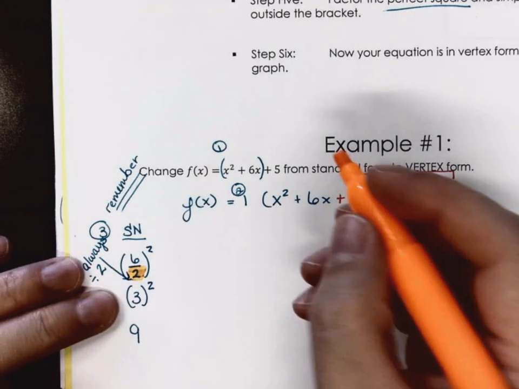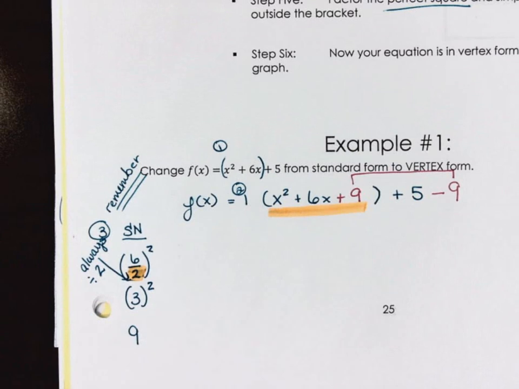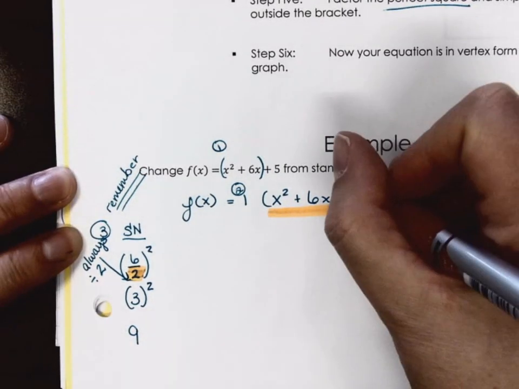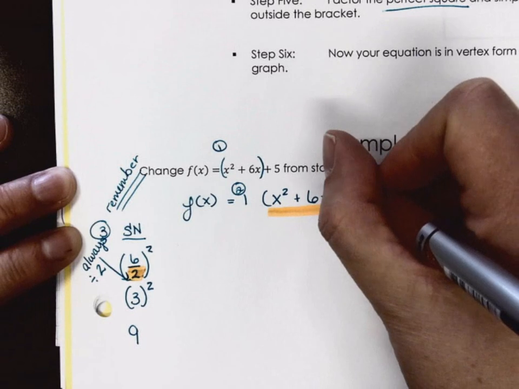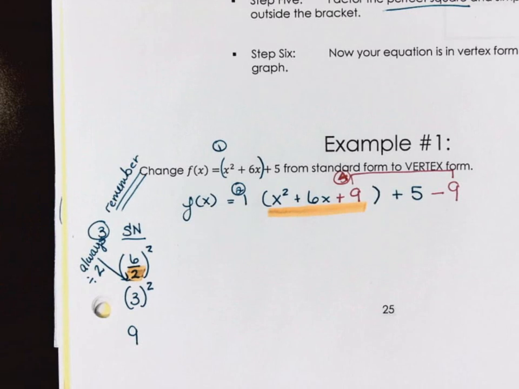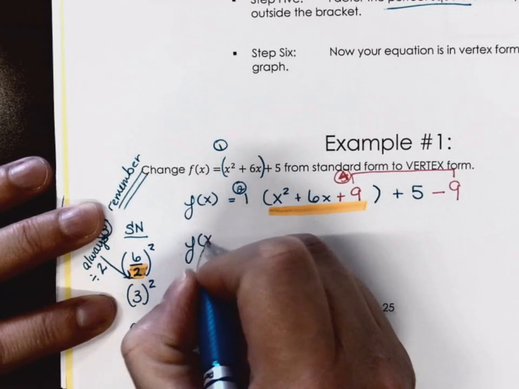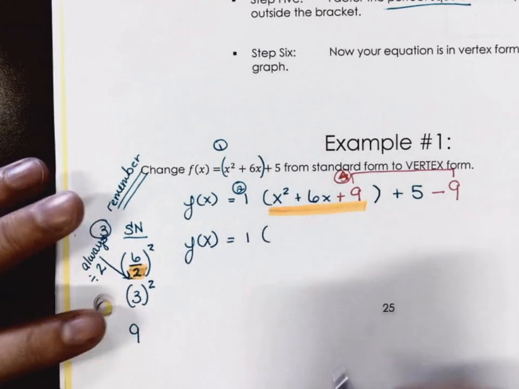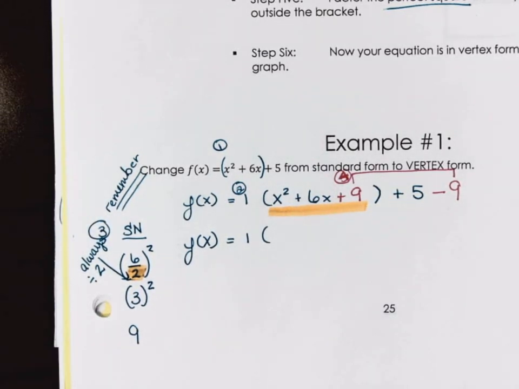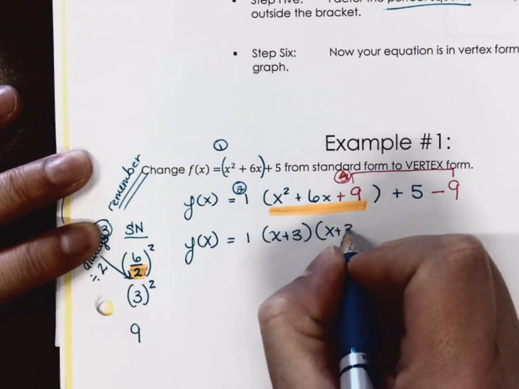Okay, step 5. We're going to factor this. Can you guys go ahead and factor that trinomial? This was step 4. Okay, I want you to factor that, just what I highlighted. What are the factors of 9 that will add up to 6? 3 and 3. So it would be x plus 3 times x plus 3.